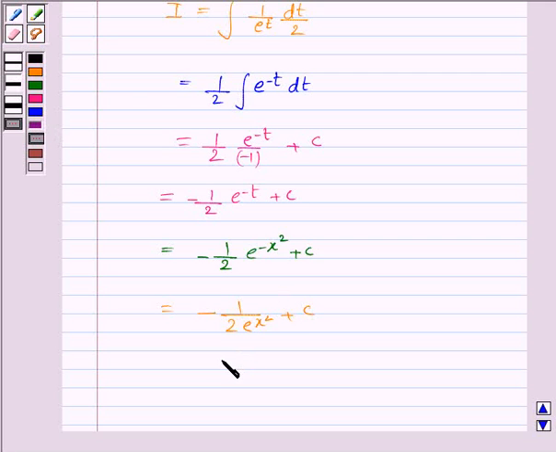Hence, the integral of the given function is minus 1 by 2 into e to the power minus x square plus c. And this completes this question and the session.